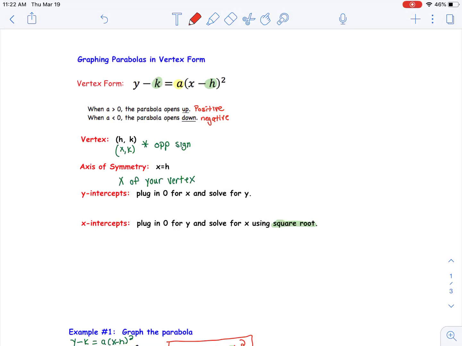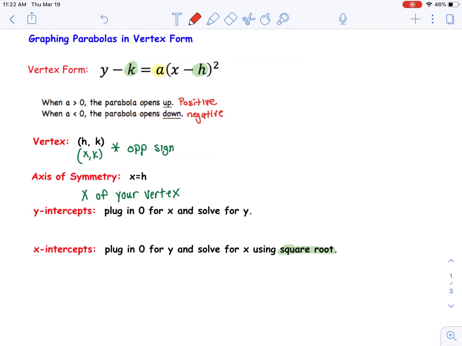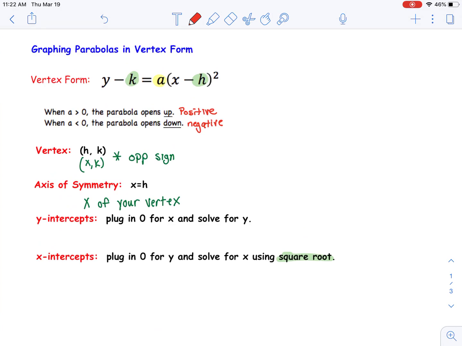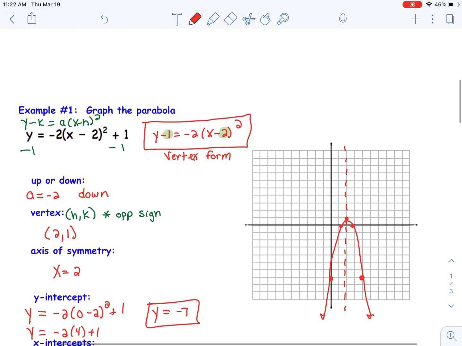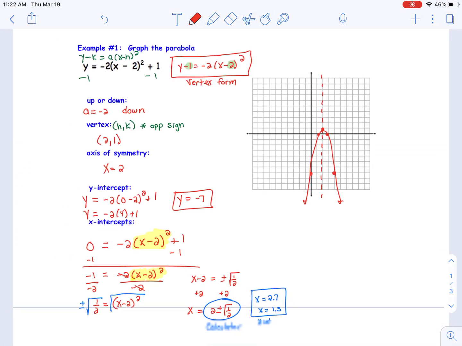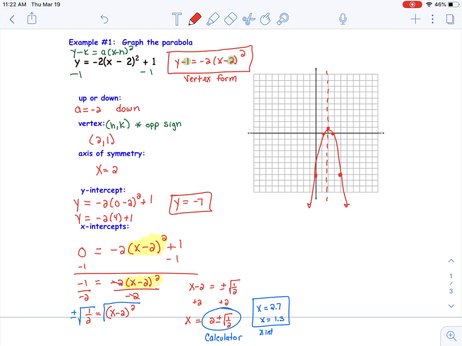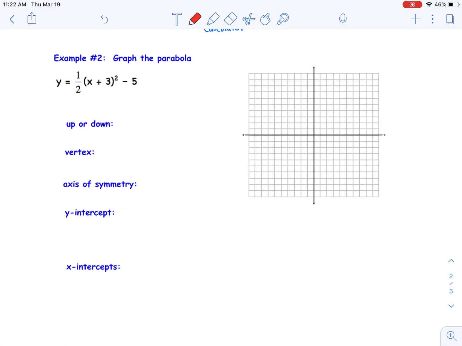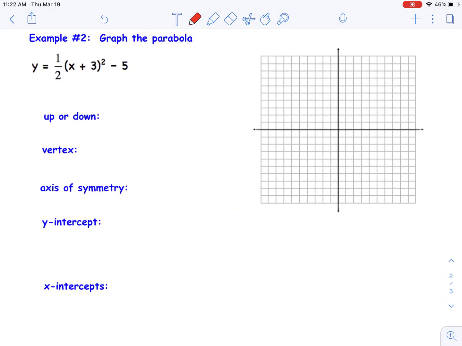Okay, so now we're going to work on the second example from the notes. This is where we kind of started with graphing in vertex form. We did the first example, and I have a video of that posted. So if you want to look at that, I'll do the second example here. So once again, we want to be in standard form.